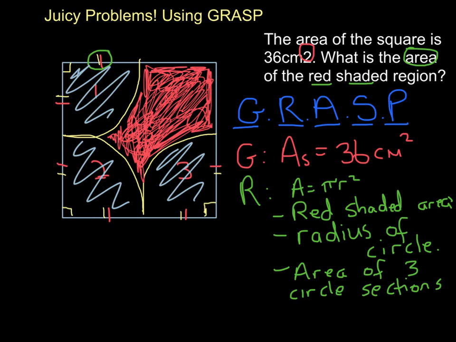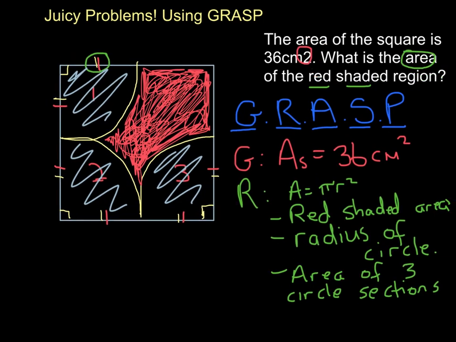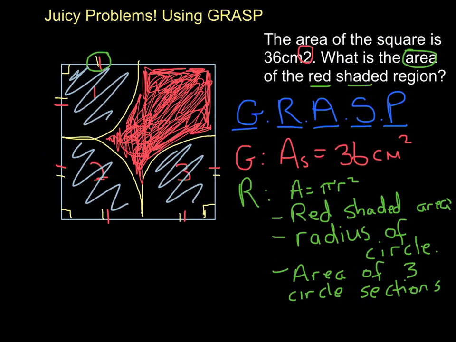And hopefully you can see from this stage and from our explanation that now we know what's required. The red shaded area. We need to know the radius of the circle first in order to find the area of the 3 circle sections. If we have the area of the 3 circle sections and we're given the area of the square, how can we find the area of the red shaded region? This is where I would like you to figure out the analysis and write your paraphrase as best you can.